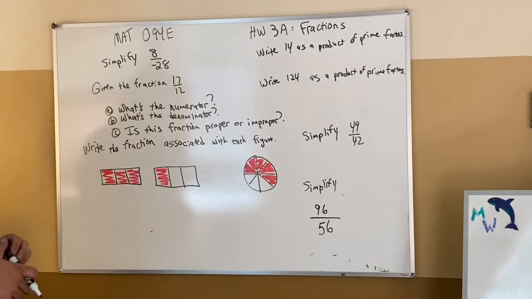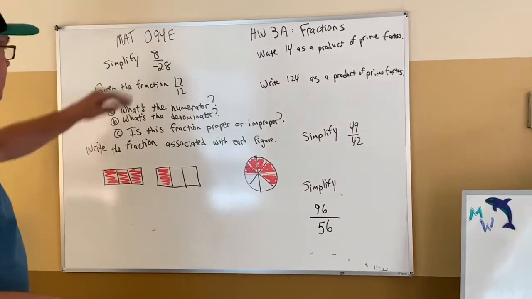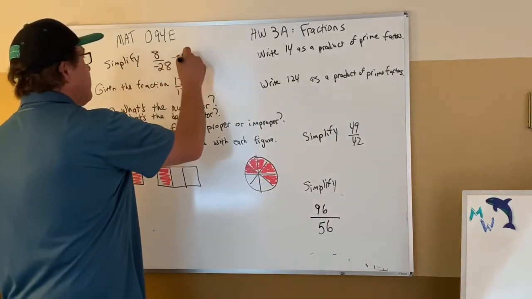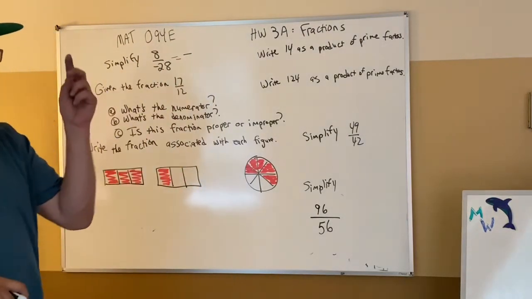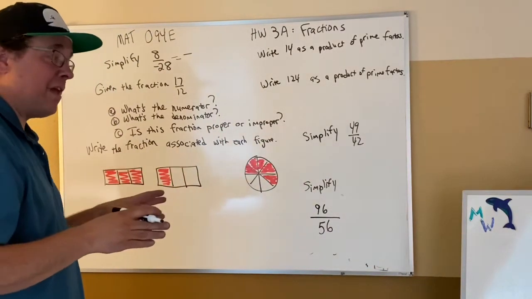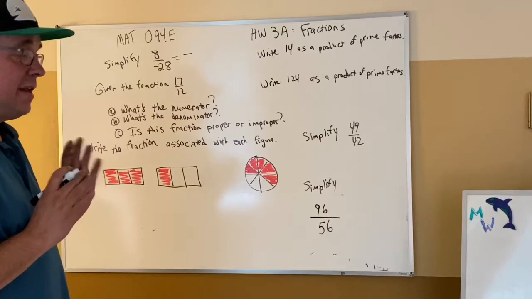Some work on fractions here in homework 3A. Simplify this fraction, 8 over negative 28. It has a single dash. I'll put that dash in front. The dash could start in front or in the numerator or in the denominator. If there's a single dash, that's an odd number of dashes and will cause a negative result.